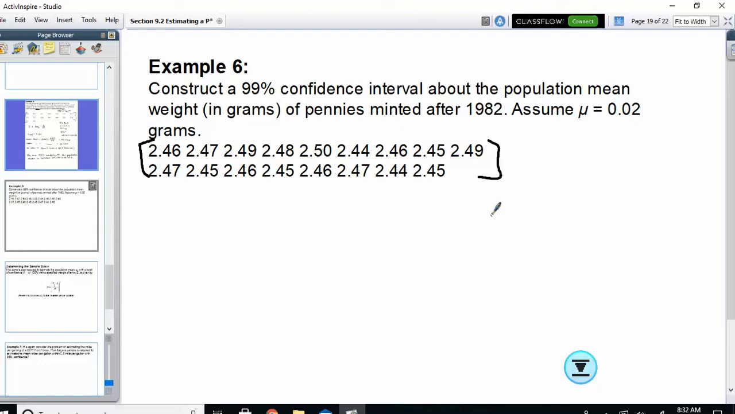Then if we just want the confidence interval from the calculator, we can just go over to stat, tests. We need number 8. Input is still data, my list is still L1, frequency should still be 1, but change your confidence level to 0.99. And so it gives me 2.4516 to 2.4767.